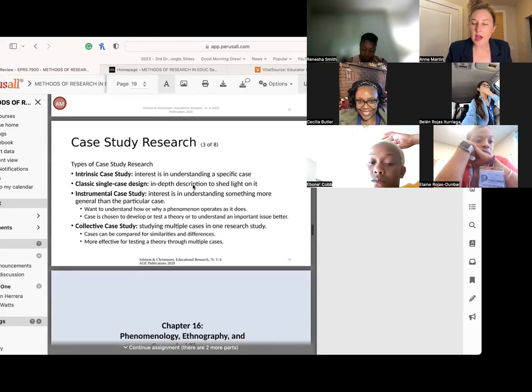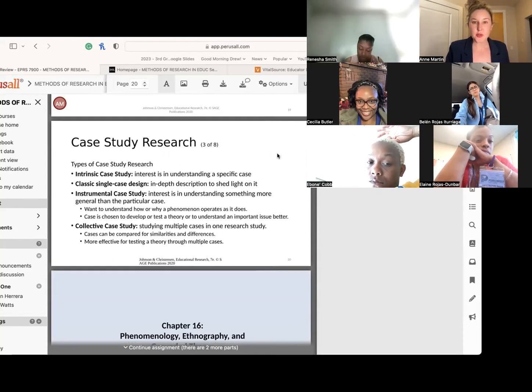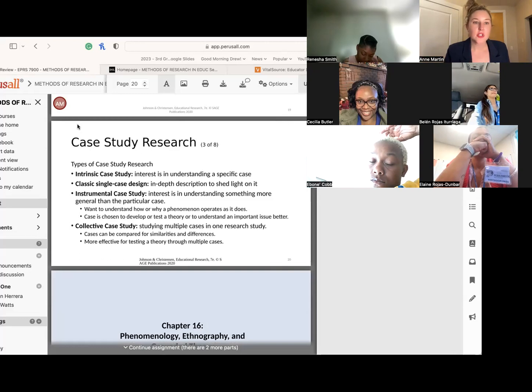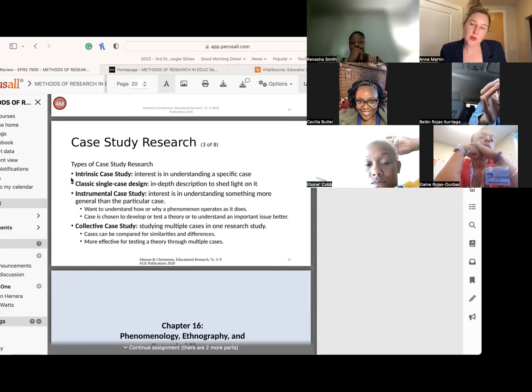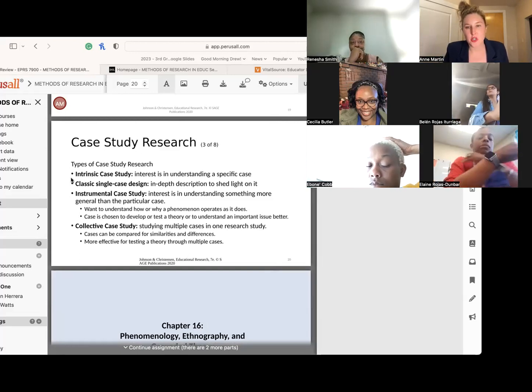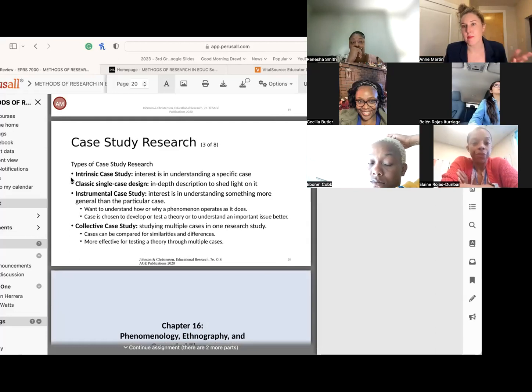And then case study, like I mentioned, the different types here. Intrinsic case study, you want to understand a particular case to understand that particular place or situation. So this is most closely related to like action research or evaluation research, where they're trying to understand what's happening to try to make it better in that particular instance.